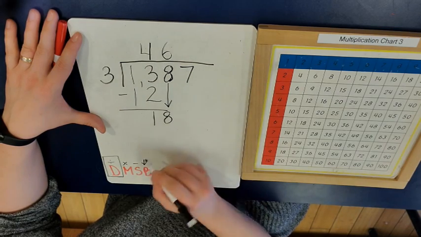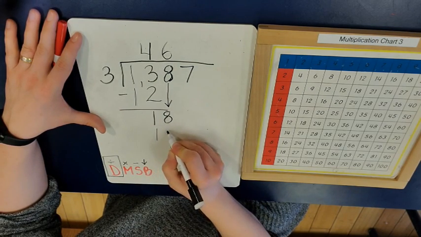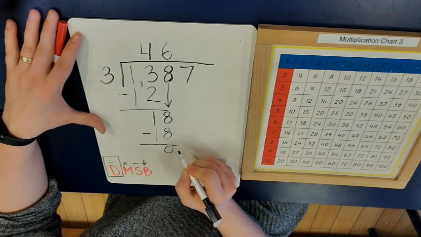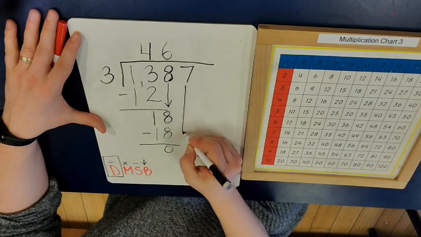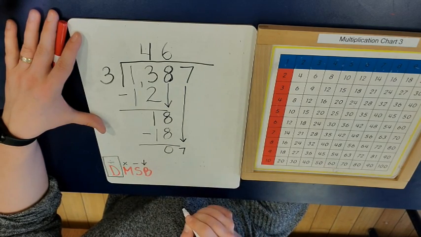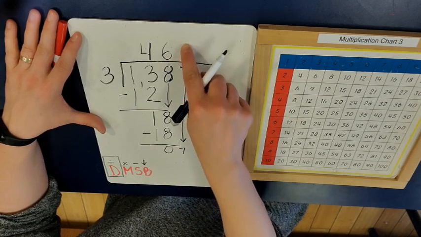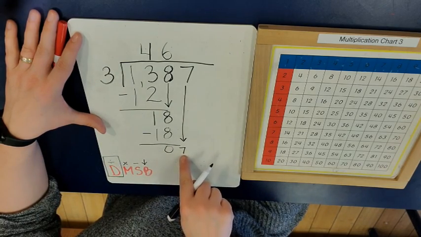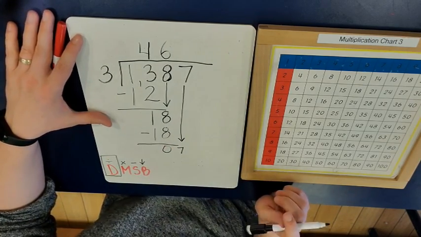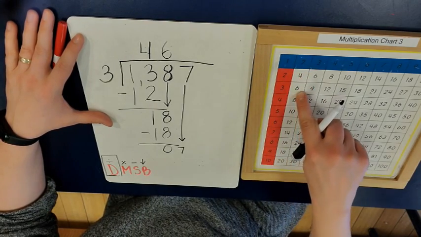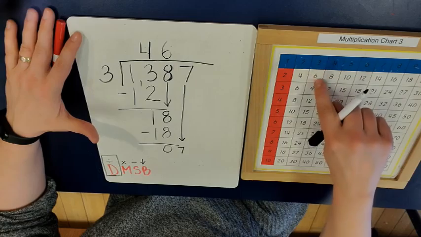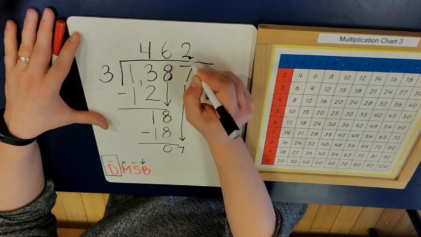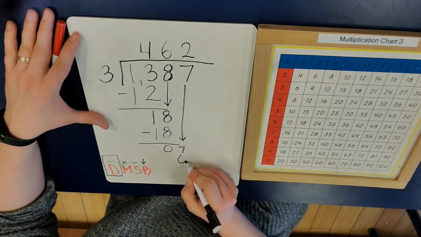6 times 3, next step. 18, subtract. Bring down. And I need to find my next quotient. So I start back at the beginning, divide. So I've got 7 divided by 3. How many 3's are there in 7? Oh, I can get up to 2 3's, sorry. I can get up to 2 3's. And 2 times 3 is 6.